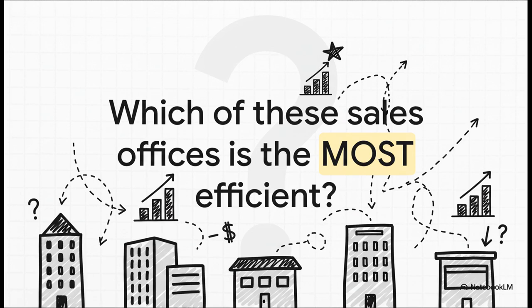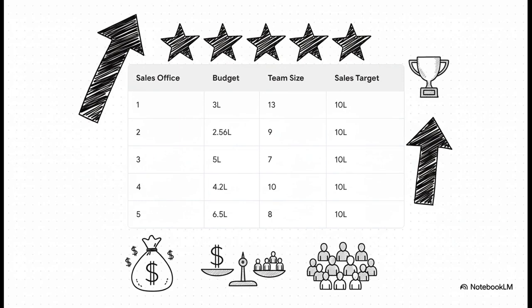You're looking at 5 of your sales offices, and you need to figure out who is genuinely the most efficient, who's really knocking it out of the park. Just take a quick look. Which one would you bet on? All right, here are the raw numbers. Now, the first thing to notice is that they all have the exact same goal, a sales target of 10 lakhs. Easy enough. But now look at their resources, their inputs.